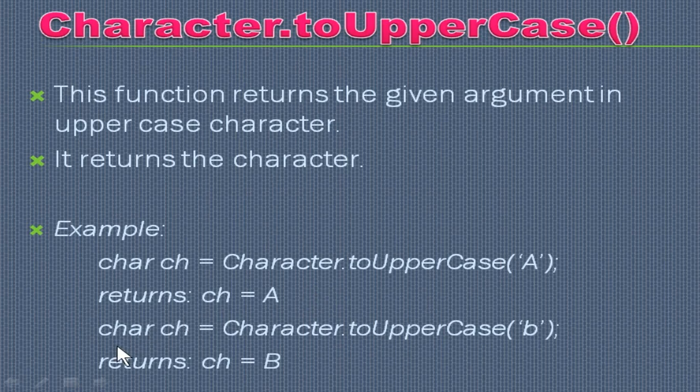In the second example, you can see Character.toUpperCase with small b, that is lowercase b, which will be converted into a capital letter, and it will be stored and sent back to us as a result. So this function is used to convert any lowercase character to uppercase. If you give a special character like an asterisk, a dollar sign or a space, it returns the same thing. It doesn't change anything, it just returns the same character to the variable.